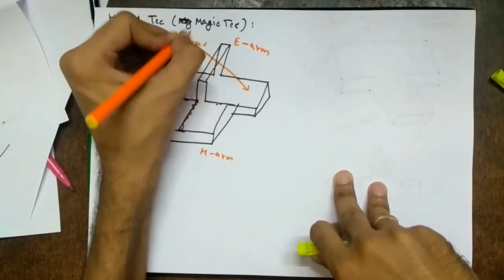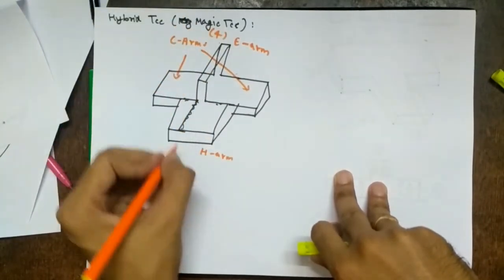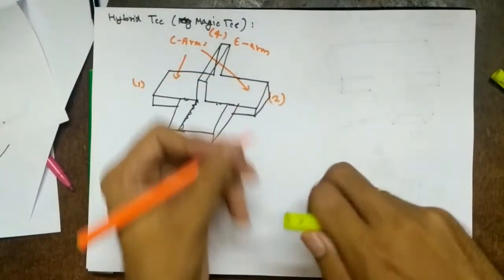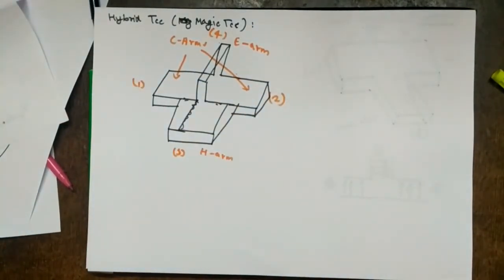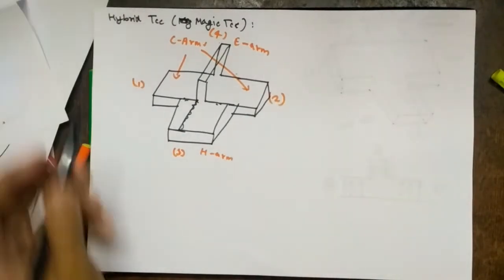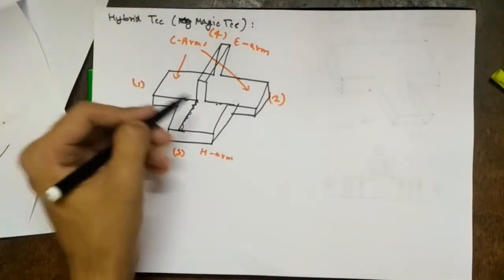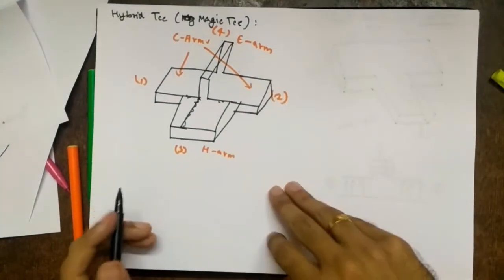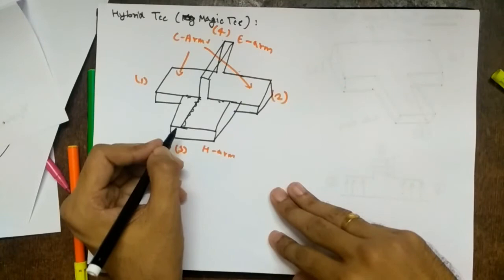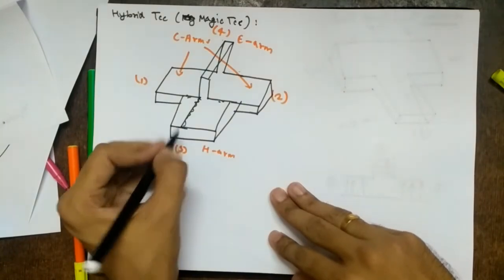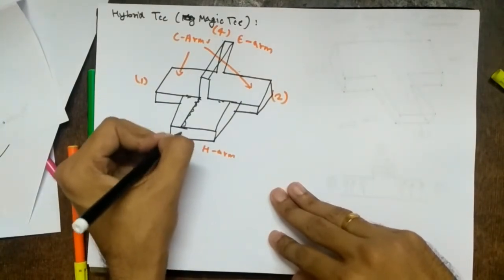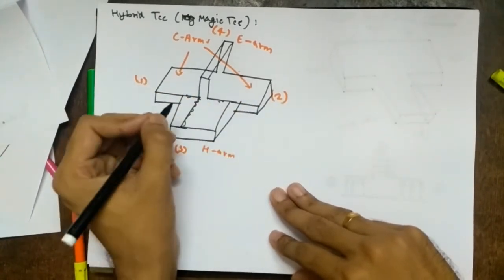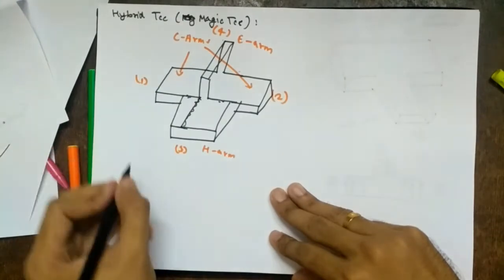collinear arms. So this is called port 4. This is called port 3. This is called port 1. This is called port 2. Okay. So this is the construction. So now why is it called hybrid T? Because it is a combination of E plane T and H plane T. Okay. So now when I give input to port 3, means if a wave is fed from port 3, that is the H arm, it will equally divide between port 1 and port 2 and will not appear at port 4.